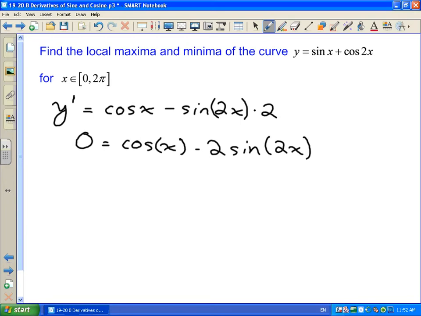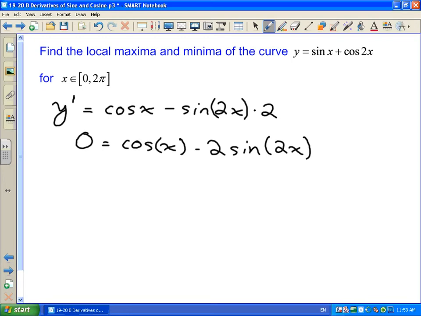Now, what's tricky about solving this the way it currently is formulated? The problem we have here is that this is cos x and this is sine of 2x. So these trig functions don't have the same argument. So what do we do in these cases? Well, we have to apply an identity to get it so that both of these are the same.